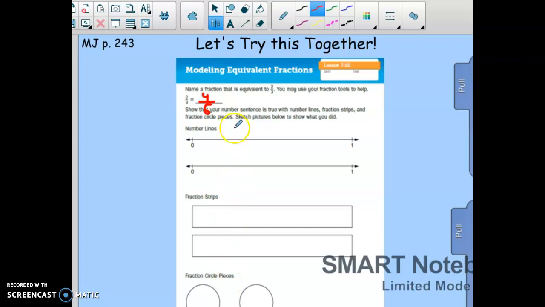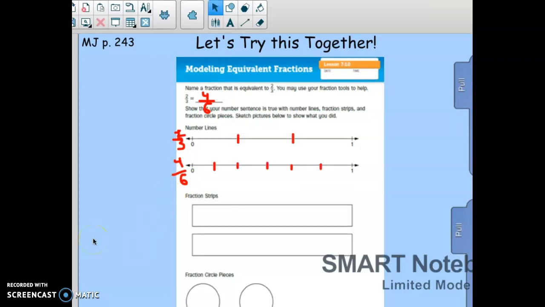I can justify that 2/3 is equivalent to 4/6 by partitioning and plotting them on these number lines. Go ahead and try to partition this number line for 2/3 and the second number line for 4/6. Your partitioning should look something like this. The first number line is broken into 3 equal pieces, and the second number line is broken into 6 equal pieces.